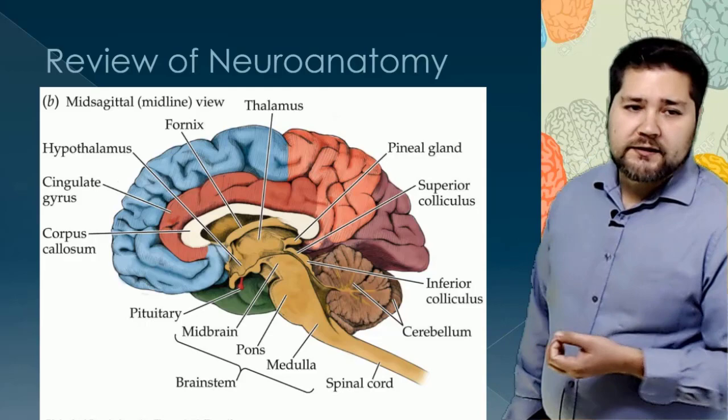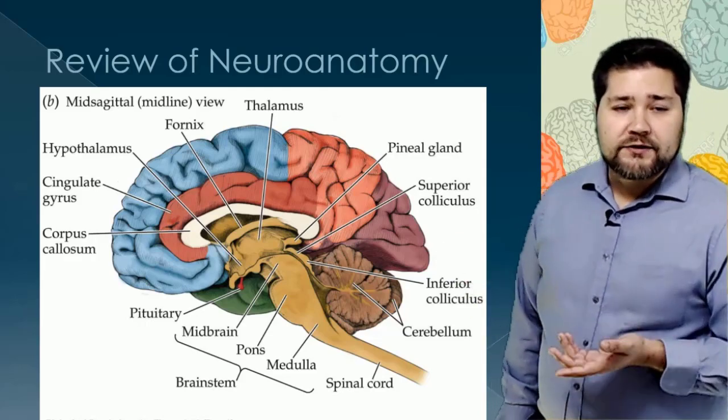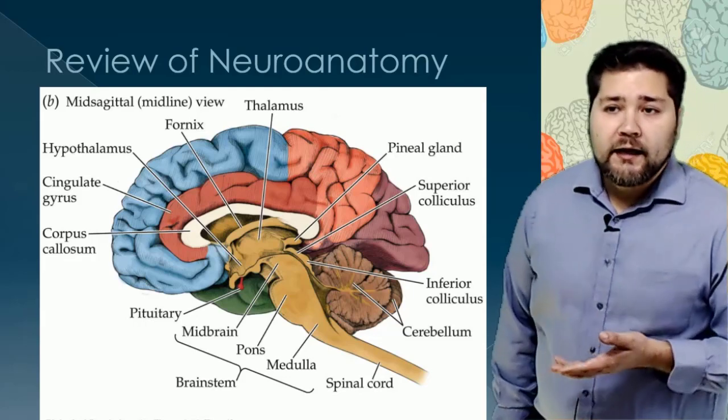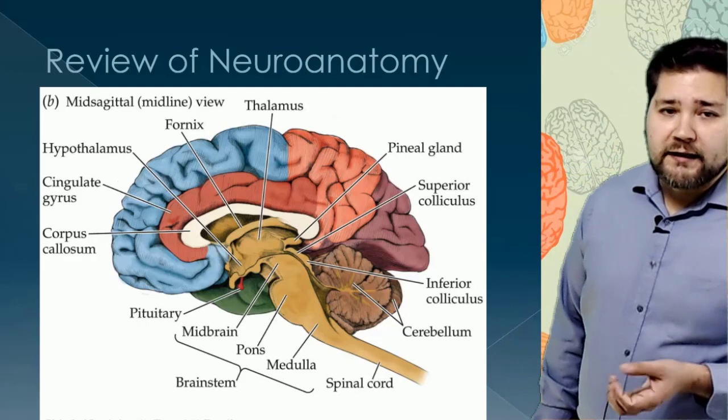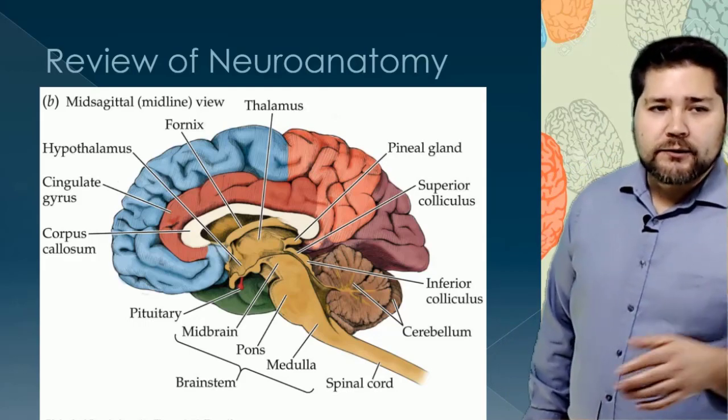So here you can also see the midbrain and the rest of the hindbrain, as well as the pituitary gland, which is our primary endocrine gland in the brain. And we can get pathologies of the endocrine glands as well. So just be mindful of the stuff that's labeled here for the most part.